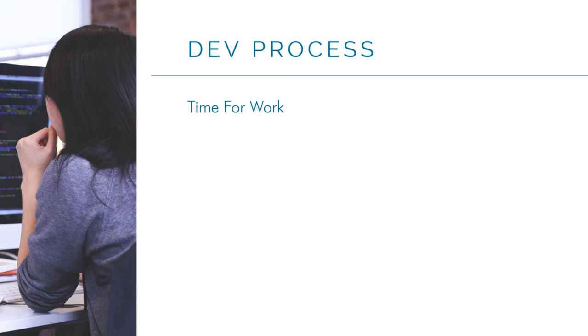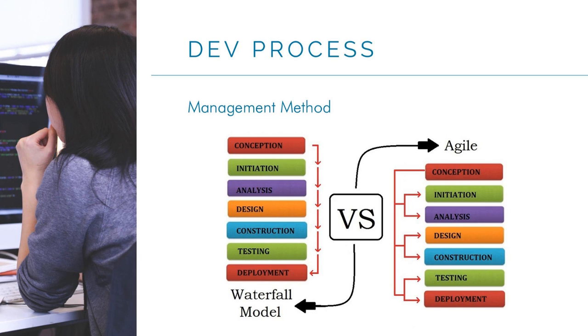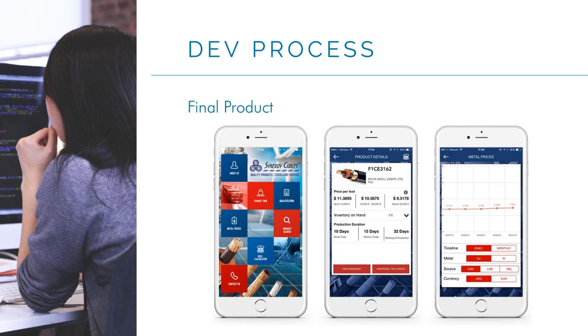Okay, great. So you have all that in place. Now it's time for the work. Once you start working with a company, you'll get some project managers, and here are some fantastic people from our company that you could possibly work with. You'll then be put into a management method. There's Agile versus Waterfall method. We prefer Agile here, where we develop and iterate with you in real time, so you actually get to be a part of the development process, rather than the Waterfall method, where you get everything at the end. And then finally, you get your wonderful, beautiful, user-friendly, business problem-solving final product of an app.